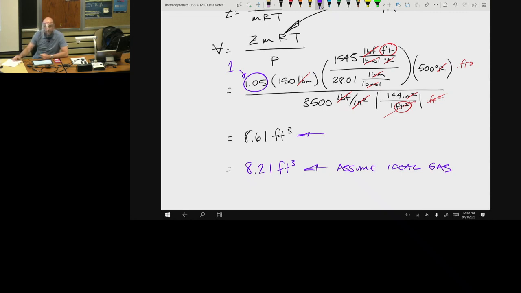All right, are there any questions when it comes to this, how we use the generalized compressibility chart, how we calculated these values?